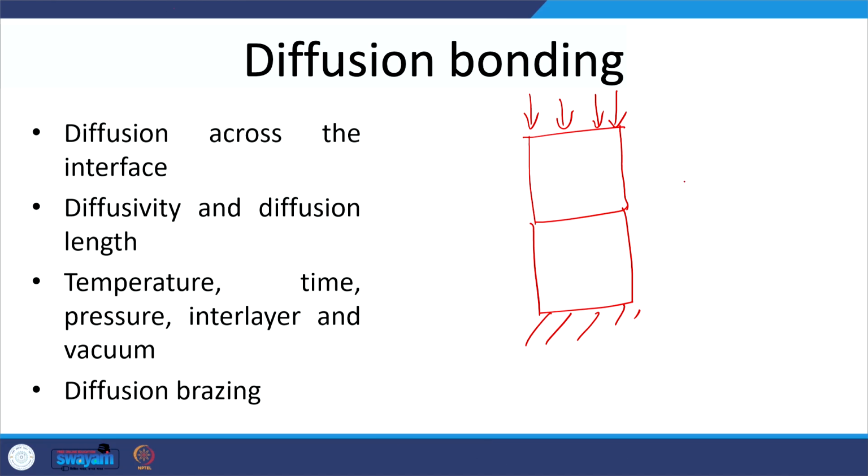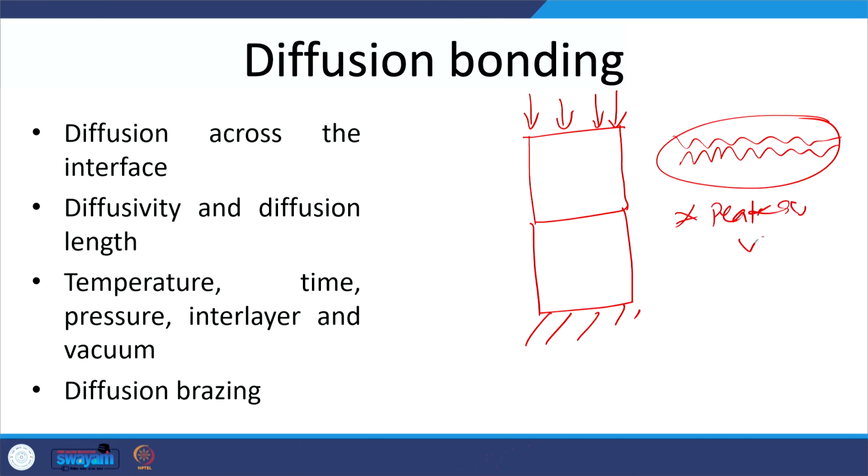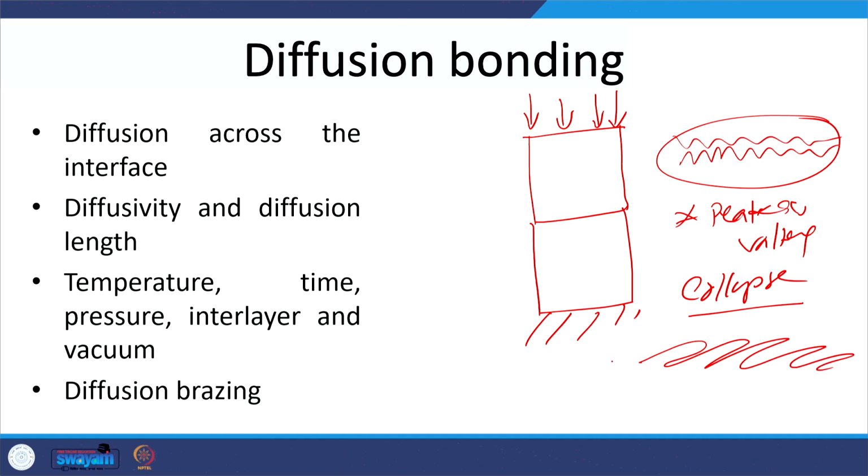So, when the load is applied, what will be happening? Even despite realizing very low roughness and very high surface finish, a few peaks and valleys will still be there. Under pressure it is expected that these peaks and valleys will collapse, deforming like this at the interface. Certainly this collapsing of the peaks and valleys under the externally applied pressure will increase the metal to metal contact. That in turn will facilitate the diffusion later on.